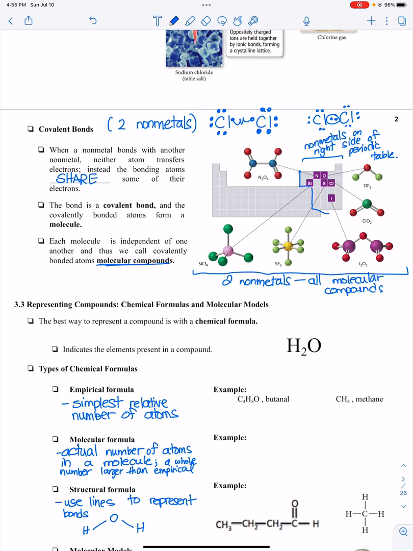And I drew on the side here for you too. Here's just a periodic table. I want to remind you that on the right side of the periodic table, that's where most of our nonmetals are. So things like nitrogen, oxygen, sulfur, iodine, silicon, fluorine, bromine, carbon, those are all nonmetals.